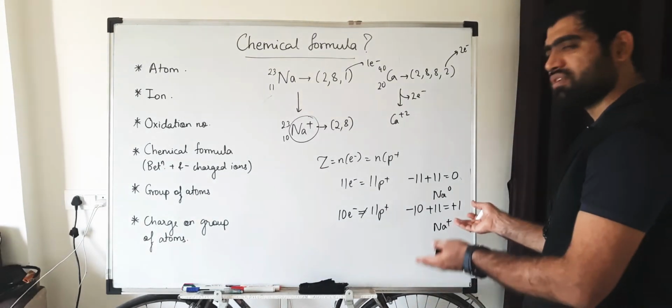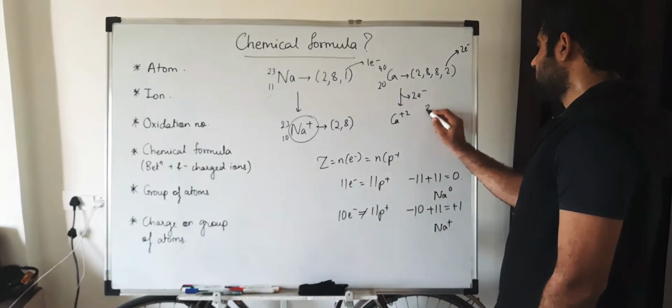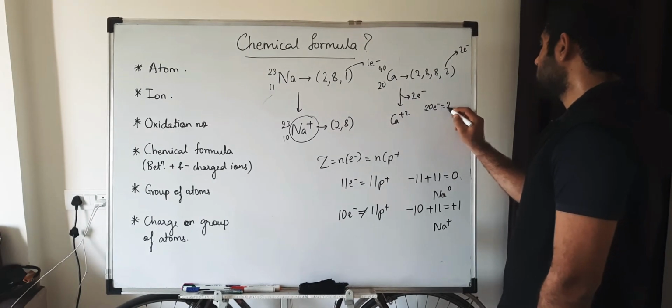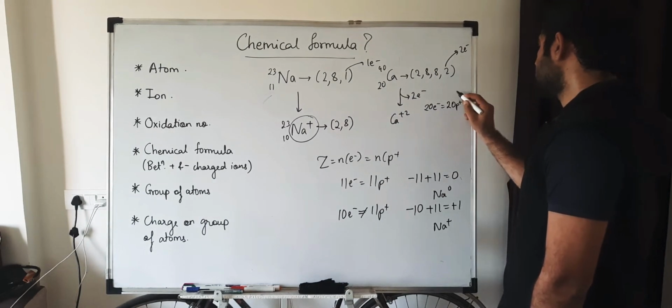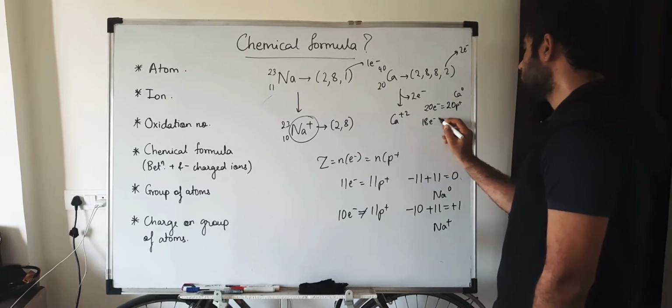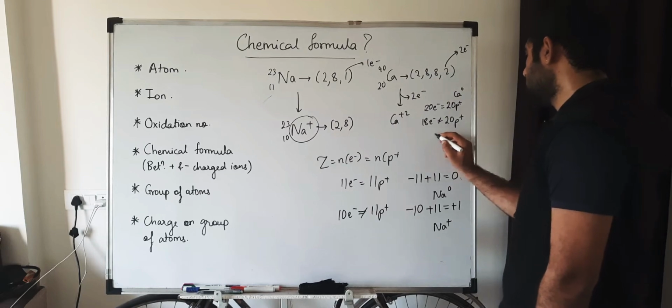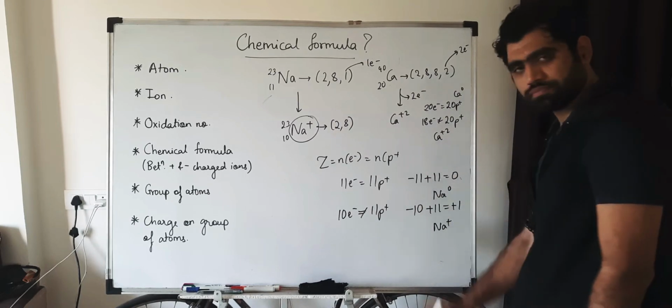Okay, no need of writing 1, plus is enough. Similarly for calcium also you can say that it is 20 electrons equal to 20 protons. Net charge on calcium here is Ca 0. 2 electrons donated, it becomes 18 electrons, which is not equal to 20 protons. Therefore, the net charge becomes Ca plus 2.